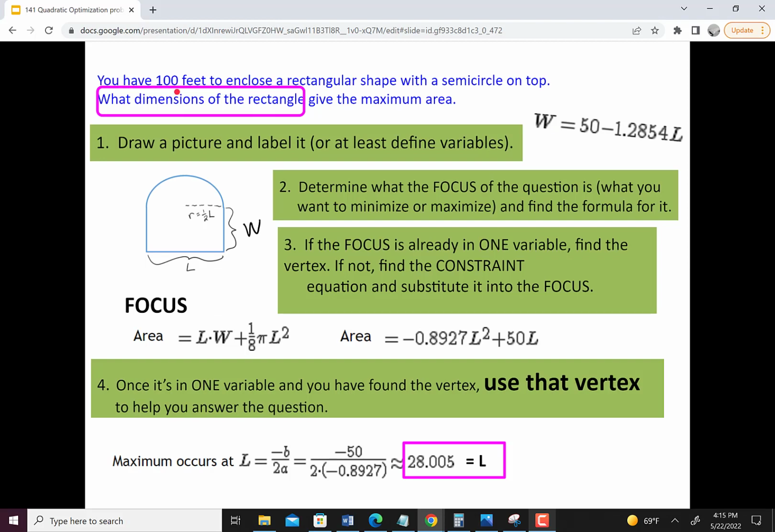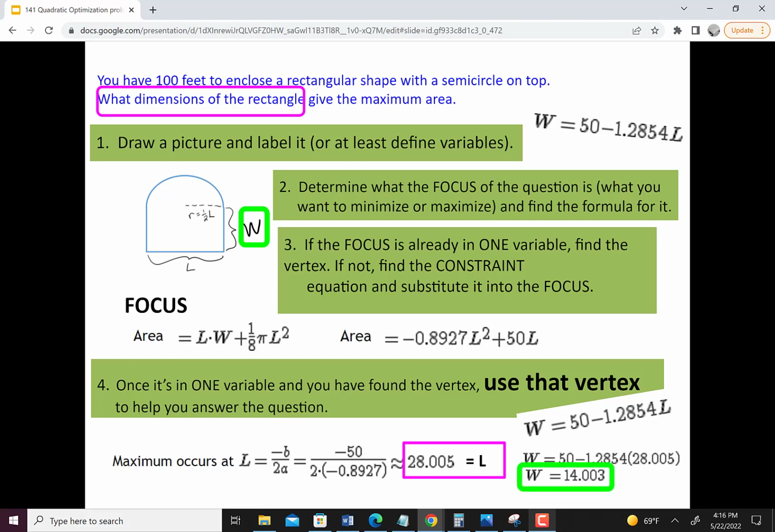And the question is, what dimensions of the rectangle give the maximum area? We really just need the length and the width, because remember, the radius is defined by the length. And don't forget, we had this formula, I have it up in the right-hand corner. We found that earlier, so we just have to plug that in. And we end up with W is about 14. And those are the dimensions. And we're done with the problem.